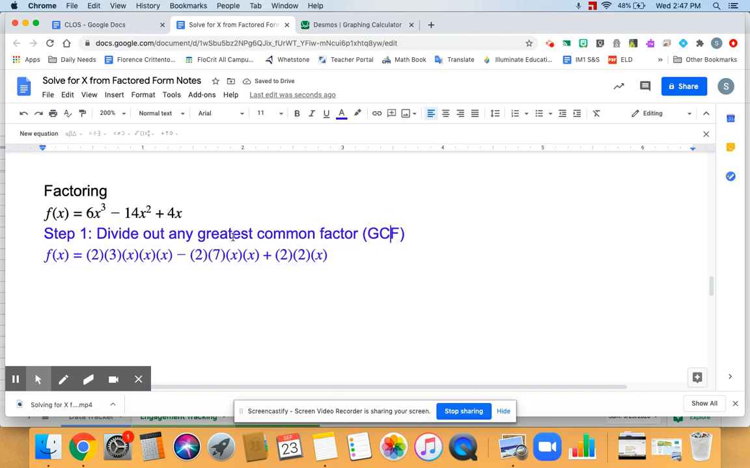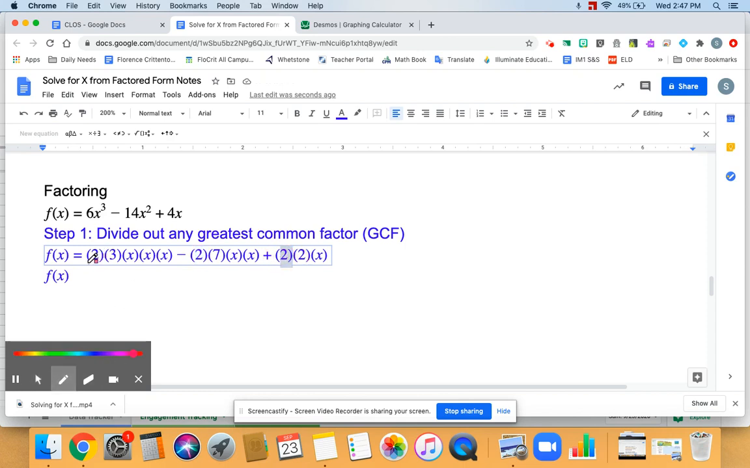So the greatest common factor is the biggest number in all of them. So if it's in all of them, I can divide it out front. So see how there's a 2 right here, a 2 right here, and a 2 right here. So they all have a 2. They don't all have a 3, but they do all have an x.